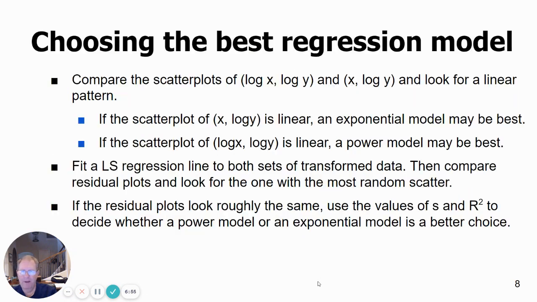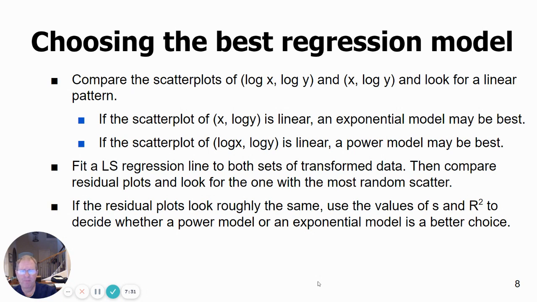So one final thing that I want to make clear: how do we choose the best regression model? Well, if you're starting from scratch, the first thing you want to do is take the scatter plot of the log of x and the log of y, and also create a scatter plot of x versus the log of y. You're going to look at both of them and compare. What you're basically looking for is which of these models has a linear pattern. And you're going to go with the one that has the linear pattern.